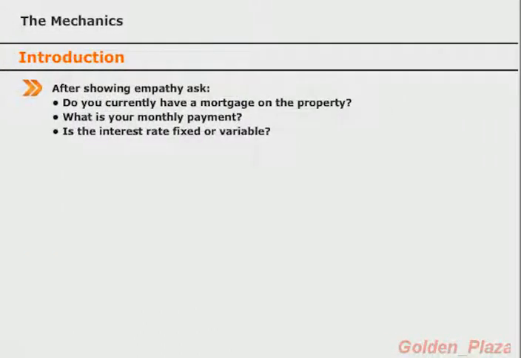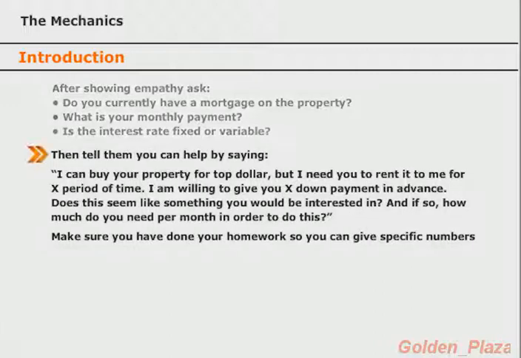After showing a little empathy to the seller, ask them a few questions, such as, do you currently have a mortgage on the property? What is your monthly payment? Is the interest rate fixed or variable? Then tell them that you can help them if they are willing to work with you. Say something like, "I can buy your property for top dollar, but I need you to rent it to me for X period of time. I am willing to give you X down payment in advance. Does this seem like something you would be interested in? And if so, how much do you need per month in order for you to do this?"